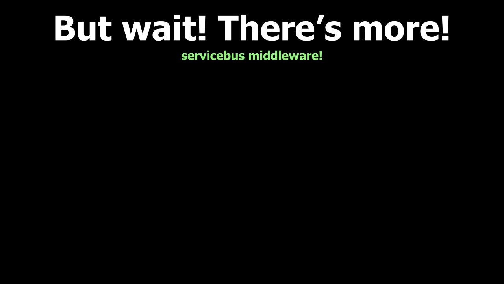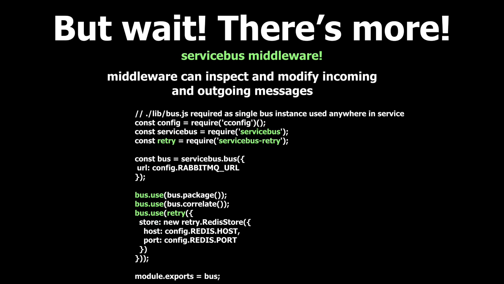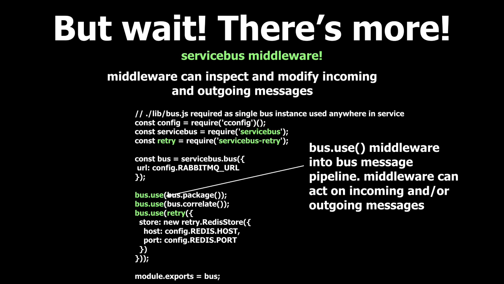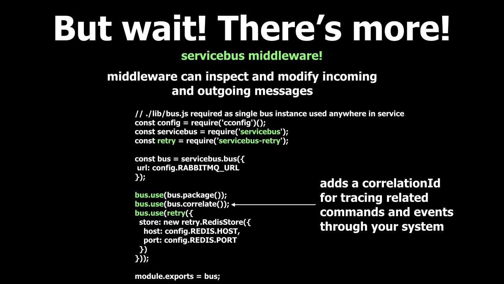But wait, there's more. So it turns out that Service Bus also has middleware. Similar to how Express has middleware where an incoming request comes through and you can set up different functions that can modify an incoming or an outgoing message object, you can do the same thing in Service Bus. So for instance, this bus.package middleware, which is included in Service Bus, will automatically wrap up whatever object you send it, put that as a data property on a new sort of memento object, and give you a bunch of helpful parameters on there with the date time it was sent, the service that sent it, and the type of message, etc.